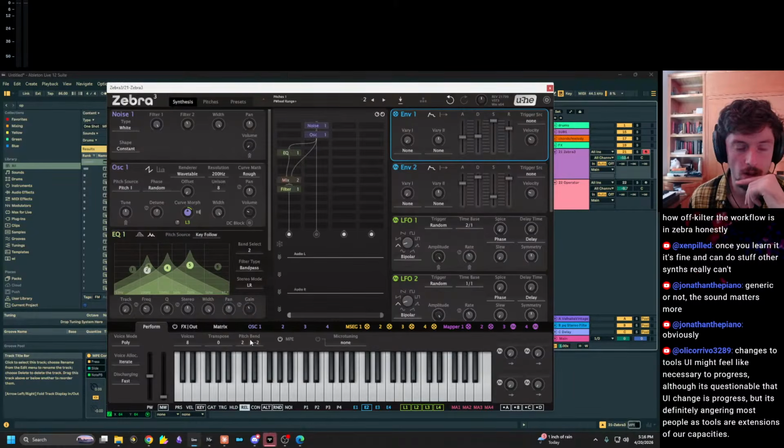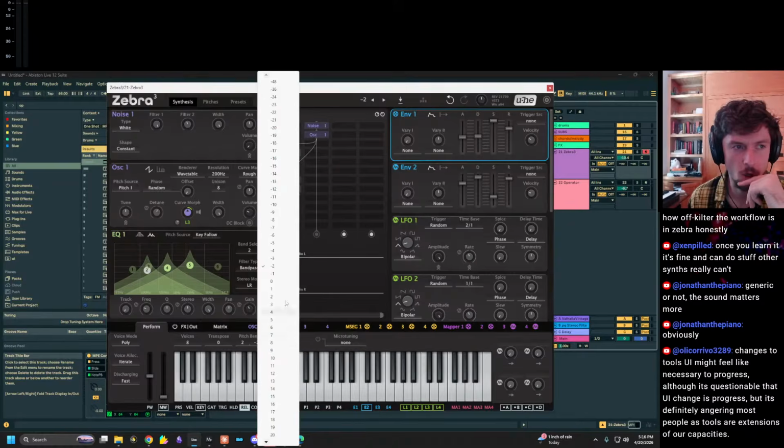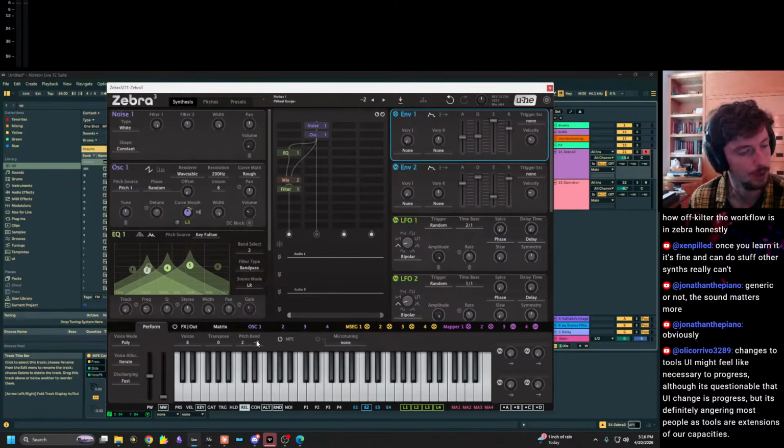I anticipate clicking and dragging and changing pitch bend to a different number. And then you click on it and it opens this godforsaken menu. Like, what the actual hell? But instead they prioritize making it look like Vital. I don't get it.